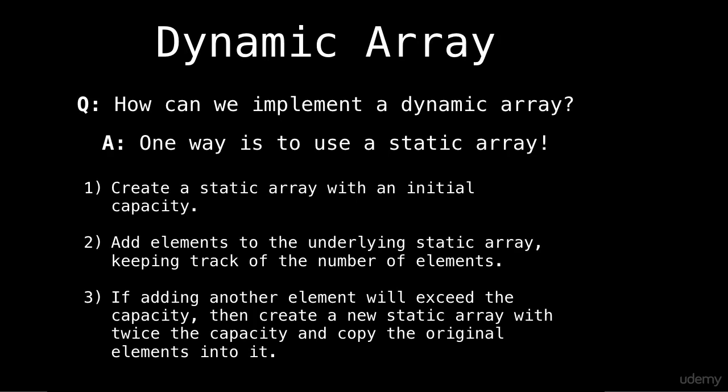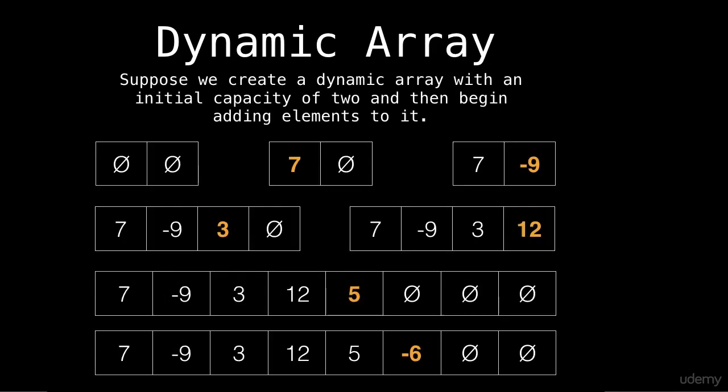Once we have to add an element which exceeds the capacity of our internal static array, what we can do is double the size, copy all the elements into this new static array, and add the new element we need to add. Let's see an example.